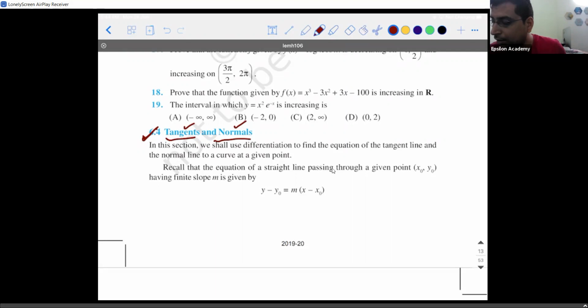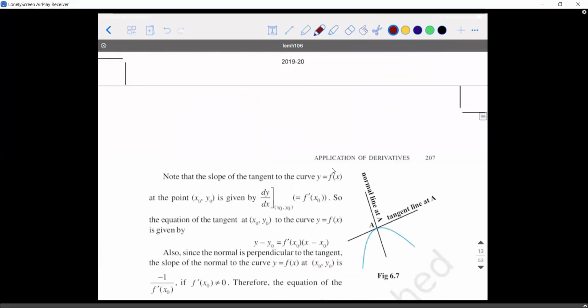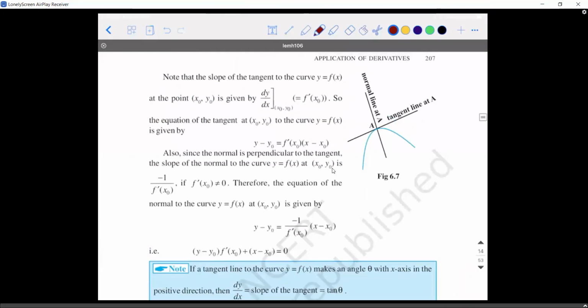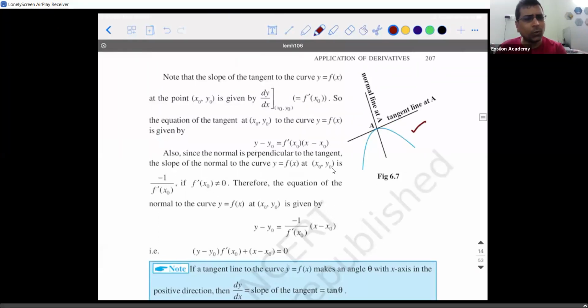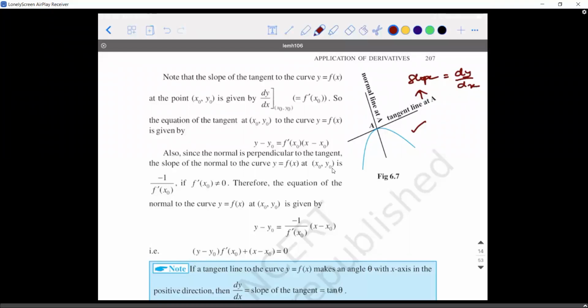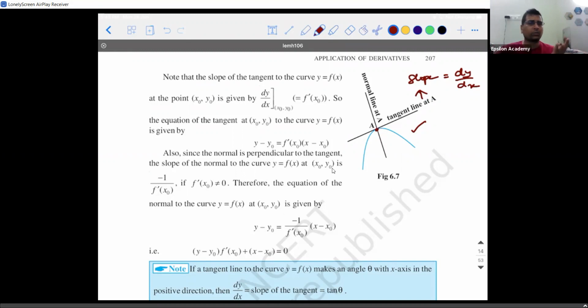So, for example, if there is a curve like this, you know what is a tangent. So tangent is a line which touches the curve only at one point. So how to find the slope of the tangent? Slope is nothing but dy by dx. Right? dy by dx at this particular point, whatever that point might be, x naught comma y naught, whatever it is.